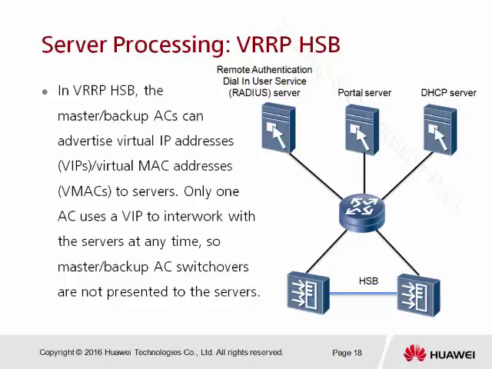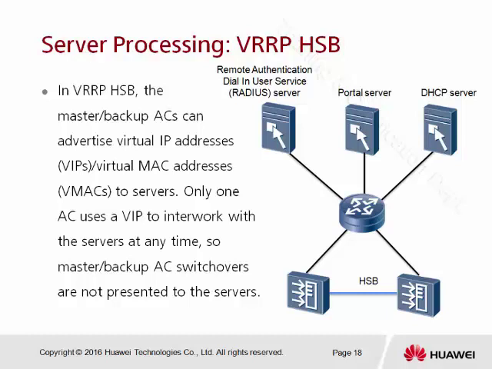So in this network, they have the remote authentication server, which we can also call a RADIUS server. It also includes a portal server and the DHCP server. In the VRRP HSB, the master and backup AC can advertise a virtual IP or virtual MAC address to the server.